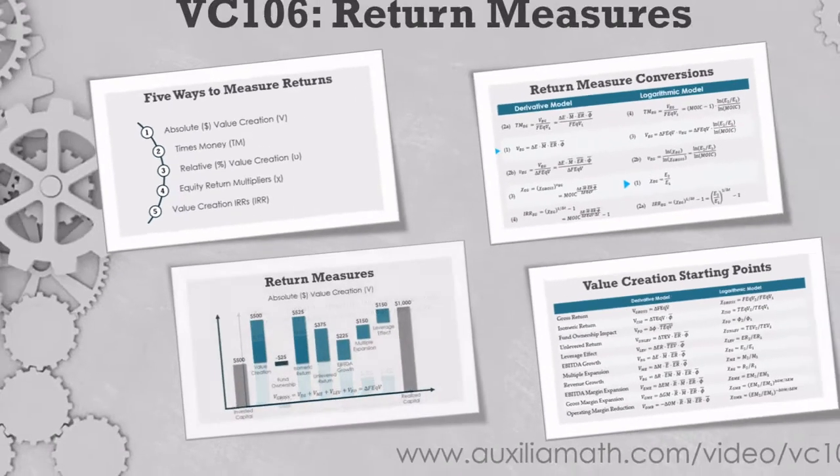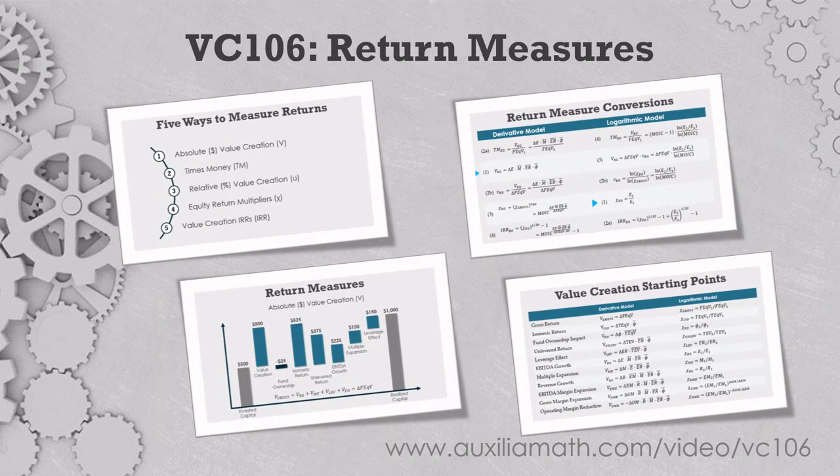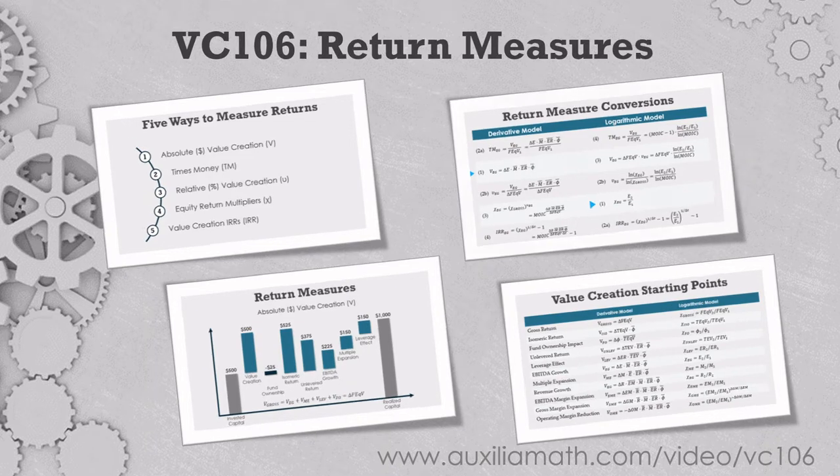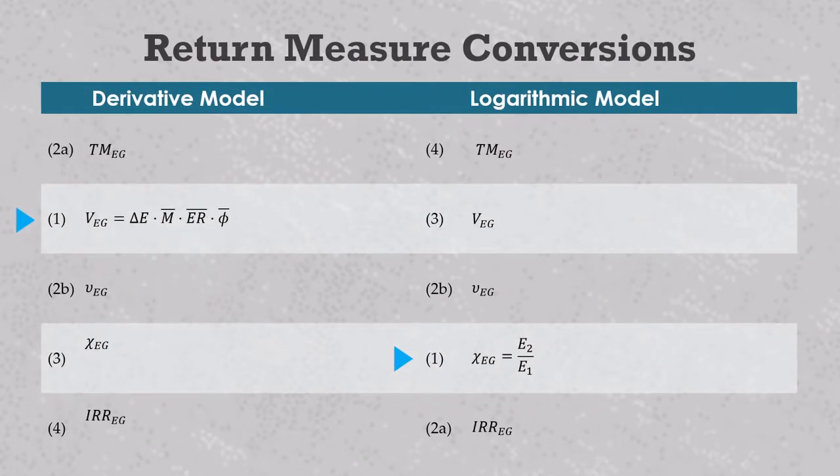Okay, let's talk about how you convert these different measures back and forth so we can compare the accuracy or precision of the different models. For an example, we will use the EBITDA growth formula. The derivative model provides our starting point in the form of absolute value creation, and the logarithmic model provides our starting point as an equity return multiplier. We'll start with the derivative model.